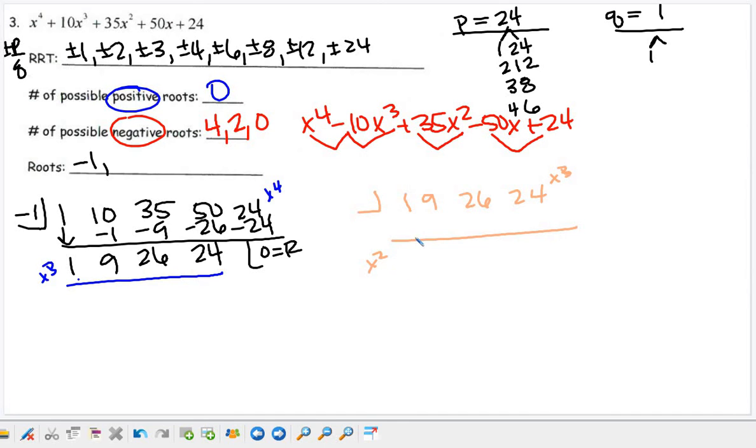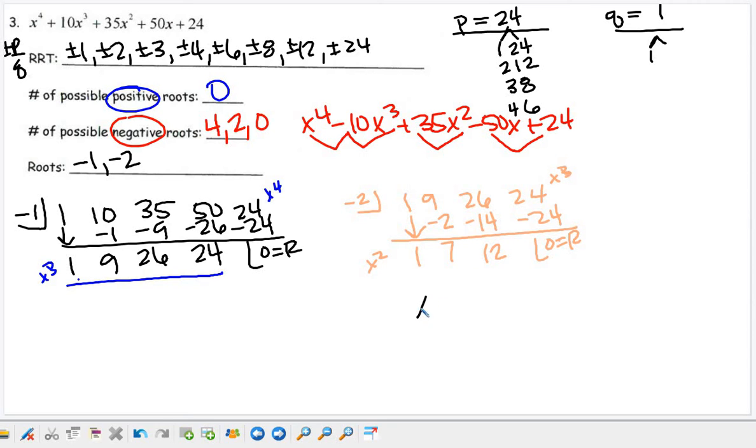Okay, so again, I'm going to pick a negative number. We'll just go with -2. So bring down the first term, multiply, add, multiply, add. So 26 plus a -14 is 12 times a -2 is -24. Things are looking up. So now I found another root, -2.